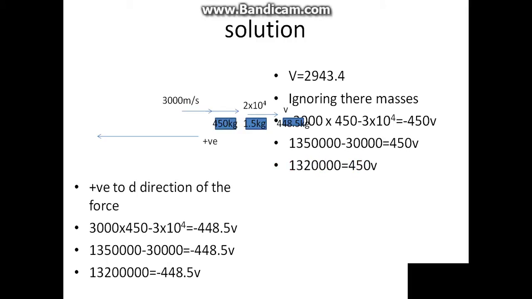Then doing our subtraction, we have 1,320,000 equals 450 velocity. Making our velocity the subject of the formula, we have that the velocity will now be 2,933.33 meters per second.